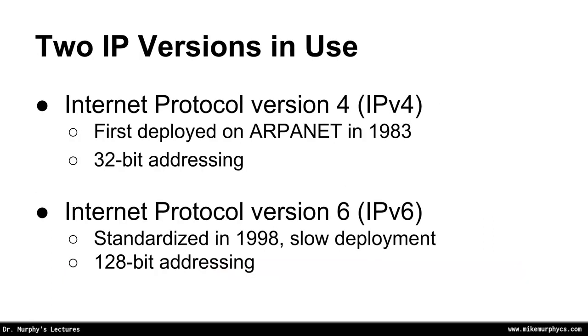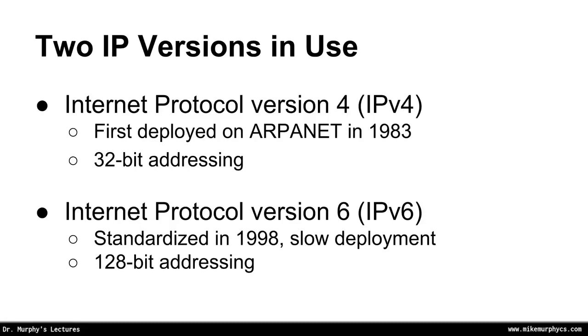We have two versions of the Internet Protocol in use today. IP version 4 is still the most widely used, and it was first deployed on ARPANET way back in 1983 and is still with us today. It uses 32-bit addressing, which has proved to be limited as the number of devices that we have has exploded.